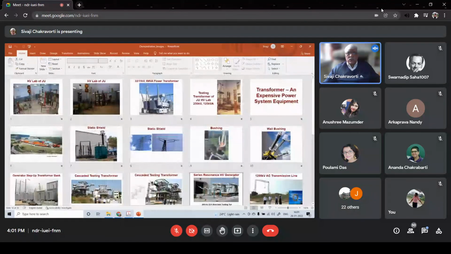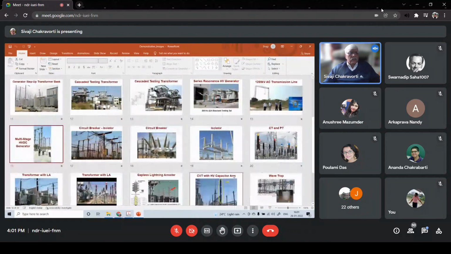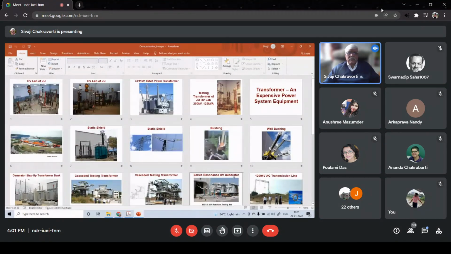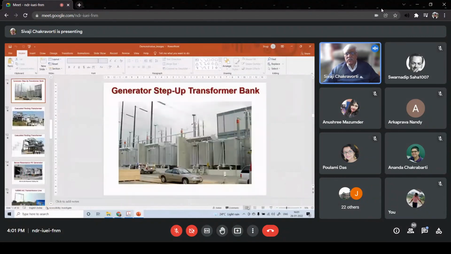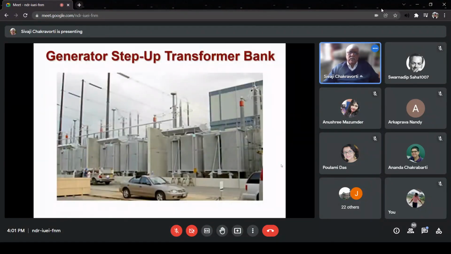I will close today's class by showing you one more photograph which I have found very interesting and very practically relevant. So I'll show you this one. Now it is coming on your screen. Probably you can now see. It is a generator step-up transformer bank. That means that it is a generating station. So the entire power is being generated. Now this has to be transmitted.